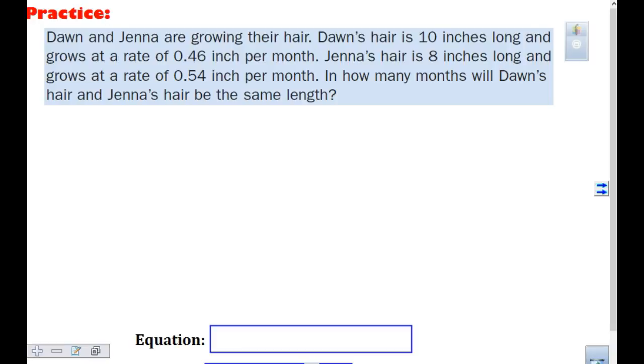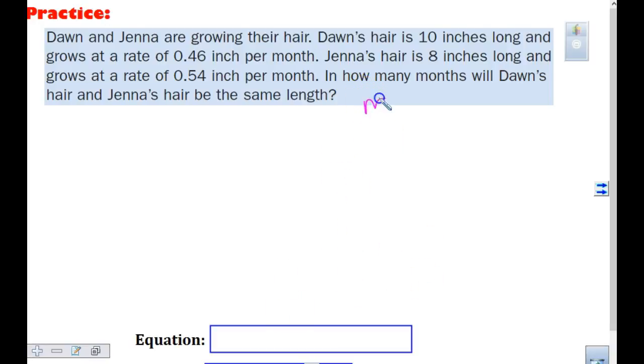I want you to try and write an equation, okay? Dawn and Jenna are growing their hair. Dawn's hair is 10 inches long. Grows at 0.46 inches, almost a half an inch, less than half an inch per month. Jenna's at 8 inches and grows at 0.54 per month. In how many months will they be the same?